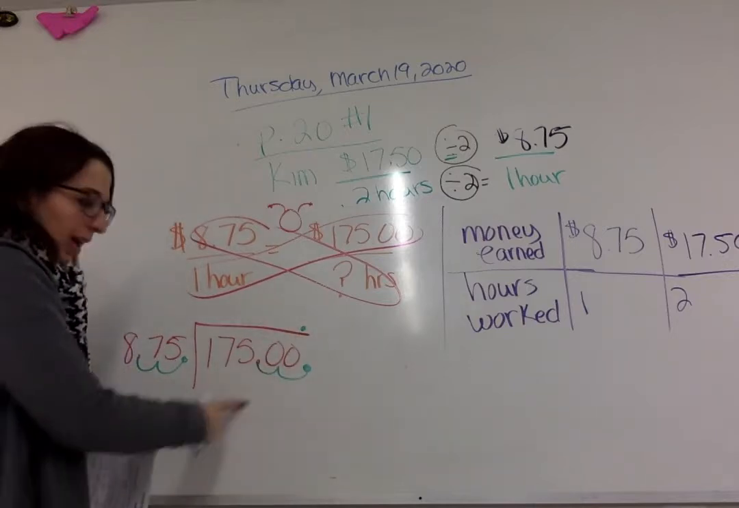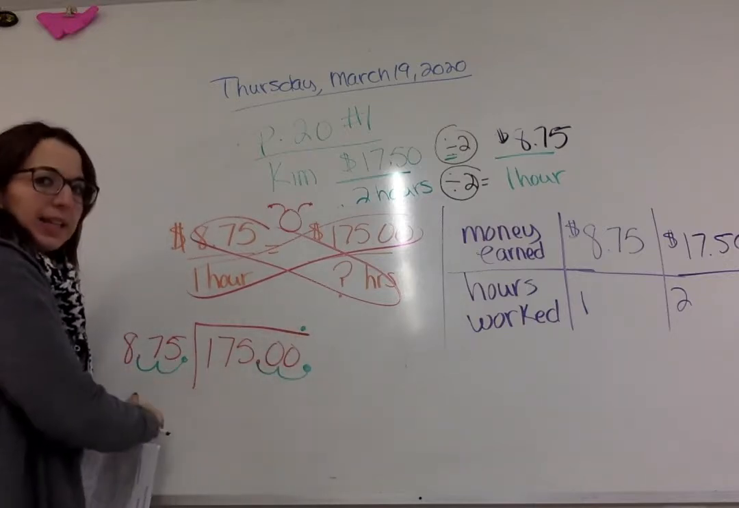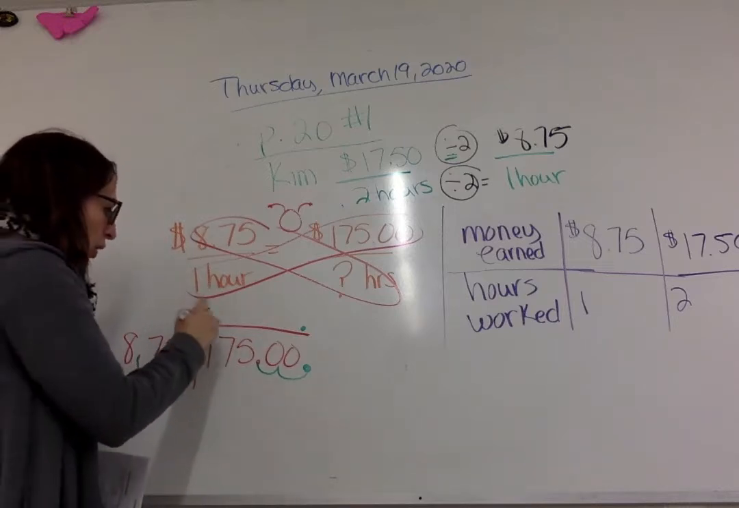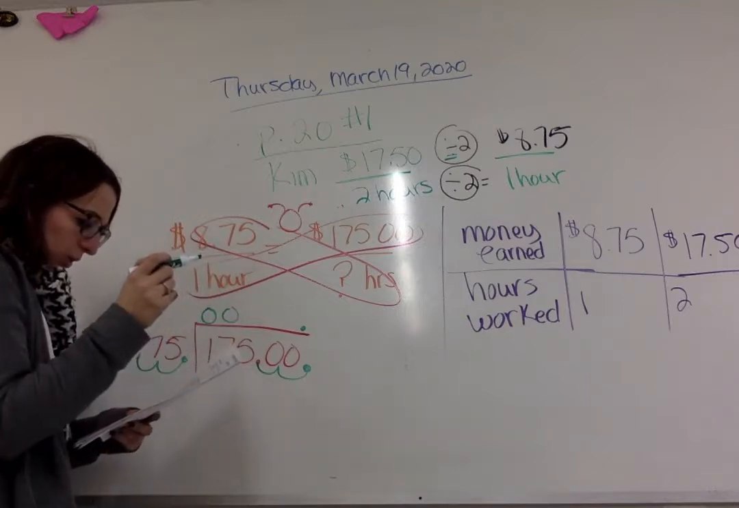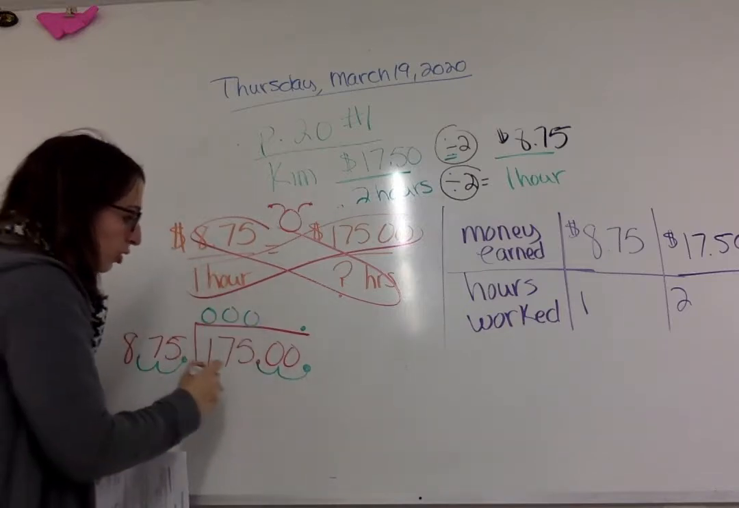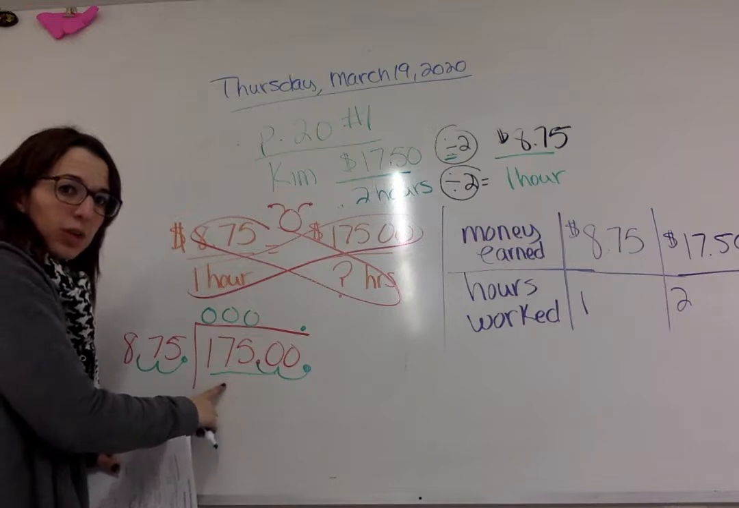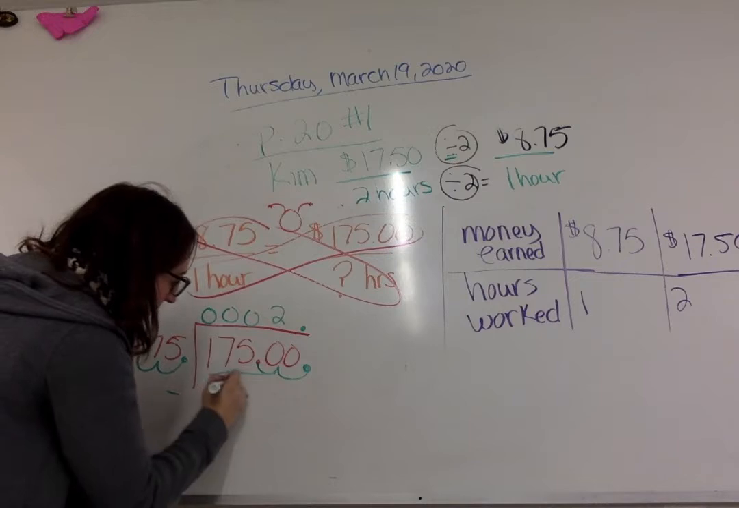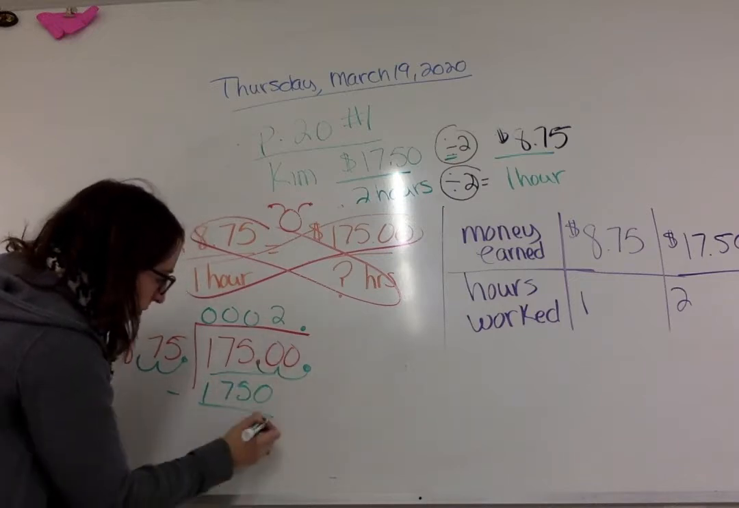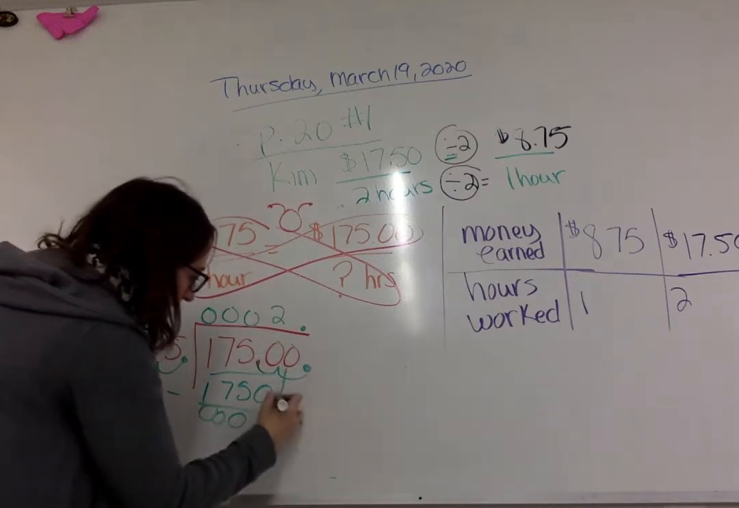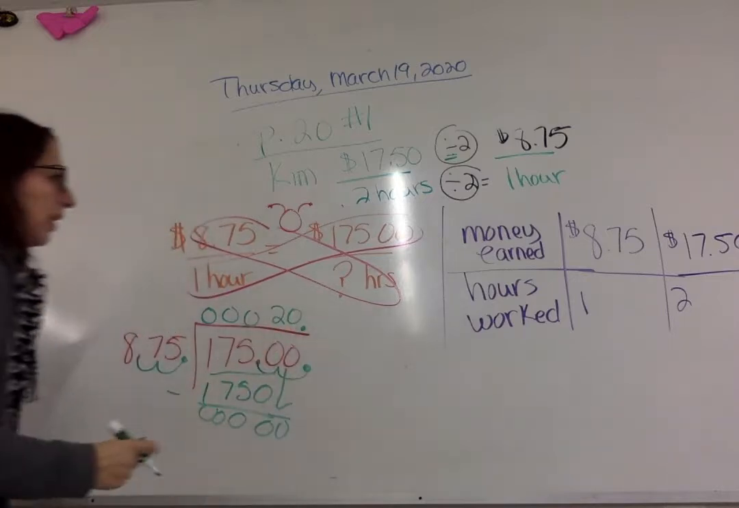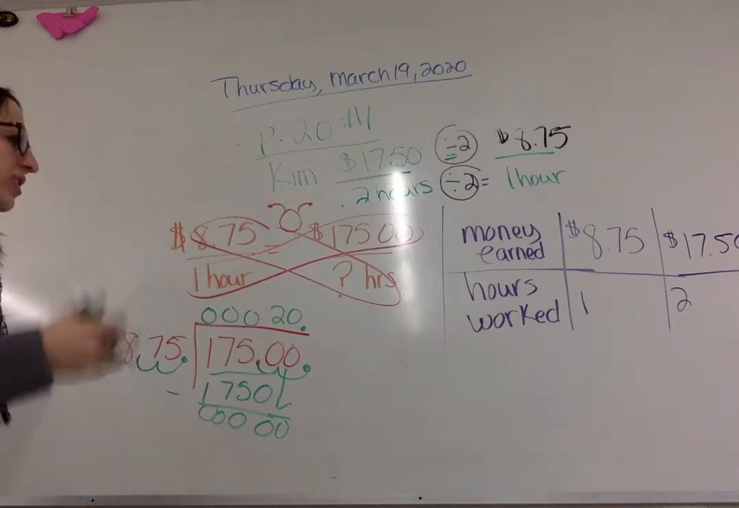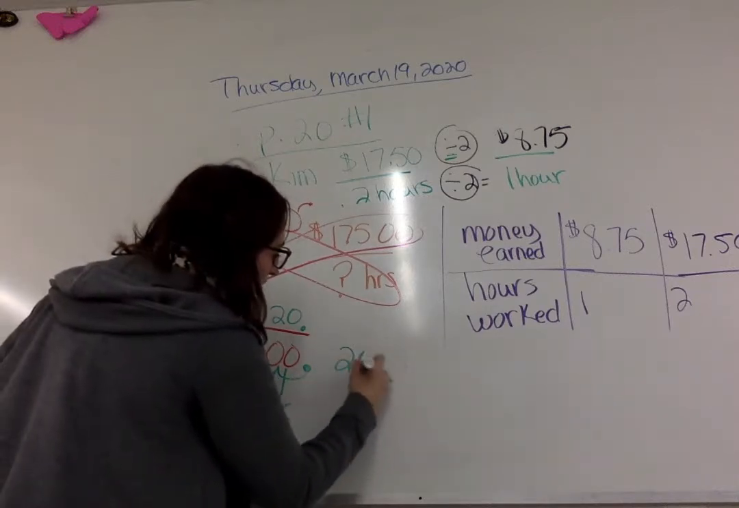So now I converted everything into a whole number because I can never divide by a decimal on the divisor, which is outside. 875 goes into 1, no. Goes into 17, no. Goes into 175, no. But goes into 1,750 2 times, because 2 times 875 is 1,750. This subtraction gives me 0. Bring down my 0. So now she has to work 20 hours to make $175. So the answer would be 20 hours.